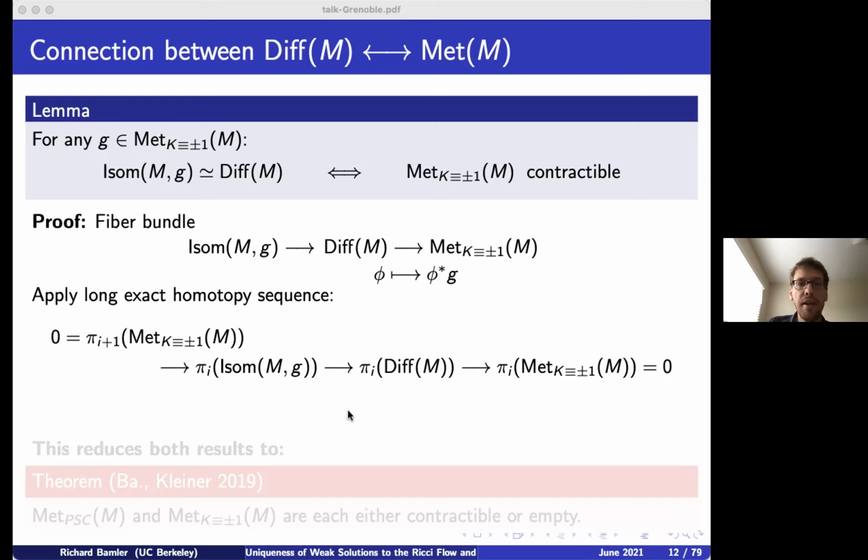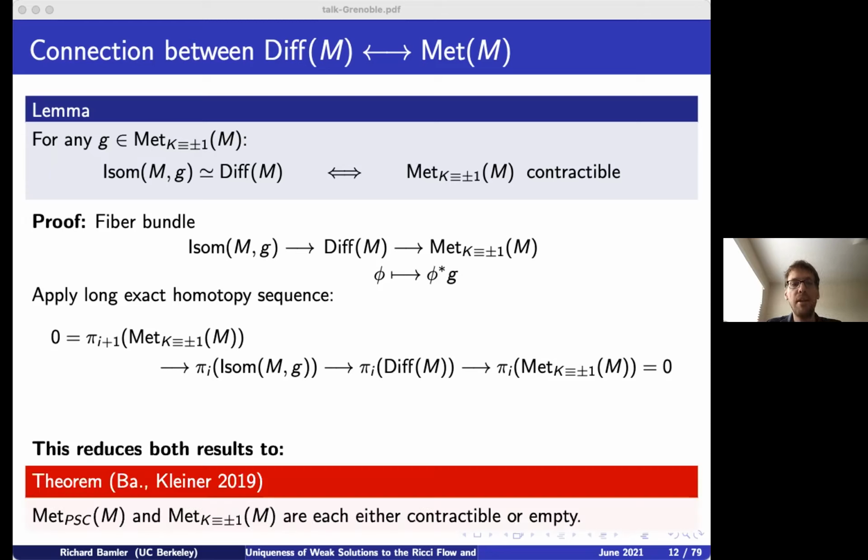All right, so this lemma now reduces both of the previous results that I had marked in red to a single result, namely that both the space of positive scalar curvature metrics and the space of constant curvature metrics are each either contractible or empty. Okay? So this is essentially the theorem that I want to show on the topological side. Okay? And I want to achieve this via Ricci flow.